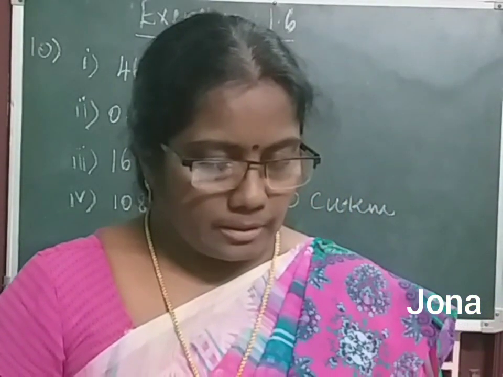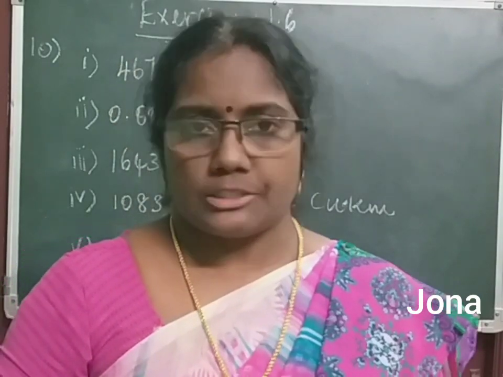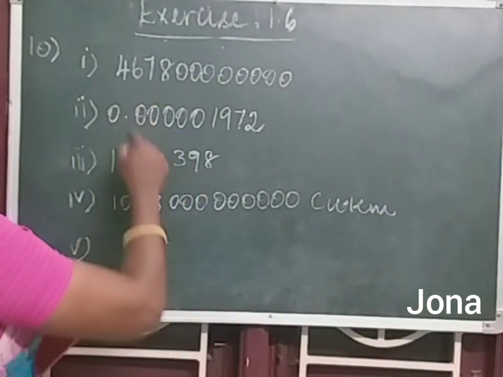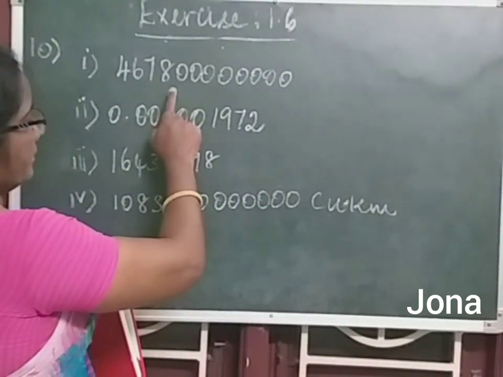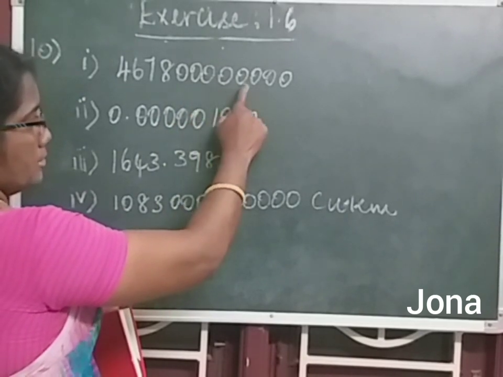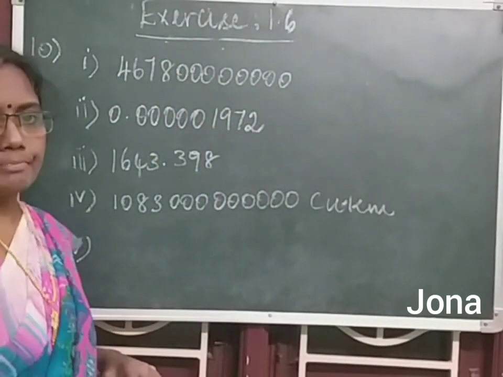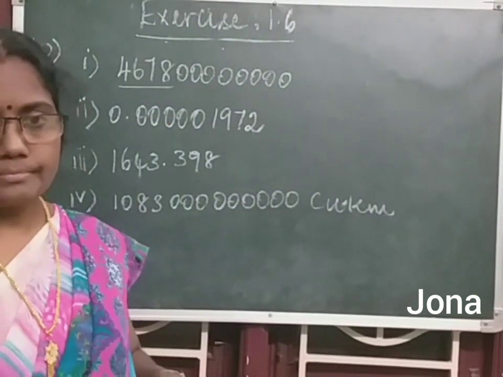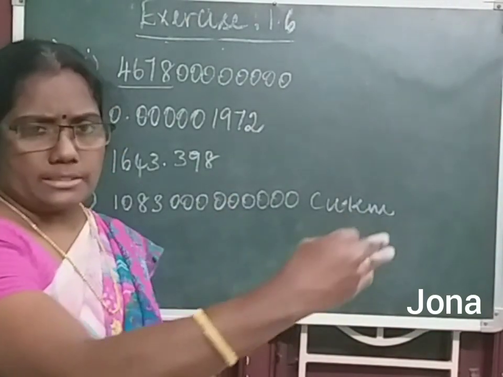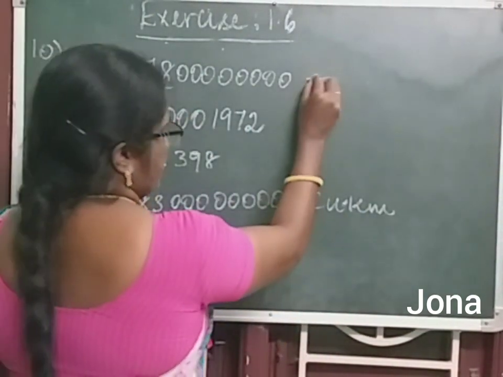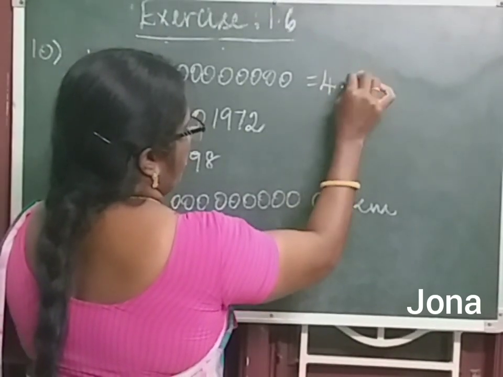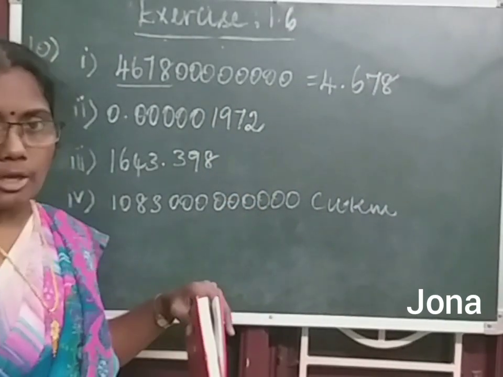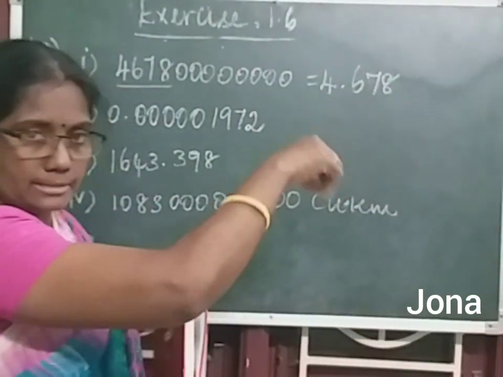10th problem. Write in the scientific notation. Look at the problem. Here it's given 4, 6, 7, 8, 0, 0, 0, 0, 0, 0, 0, 0. Okay. So first I want to take the numbers alone. Whatever it is, I want to take the first digits like this: 4.678. First take the numbers alone, but after 1 digit you have to put the decimal point.